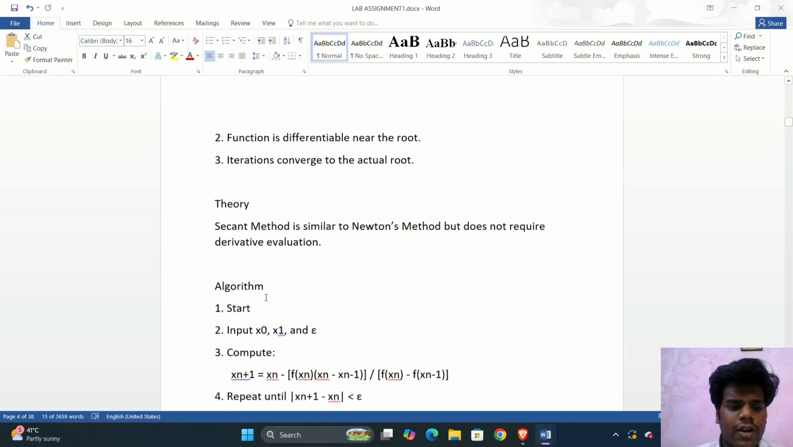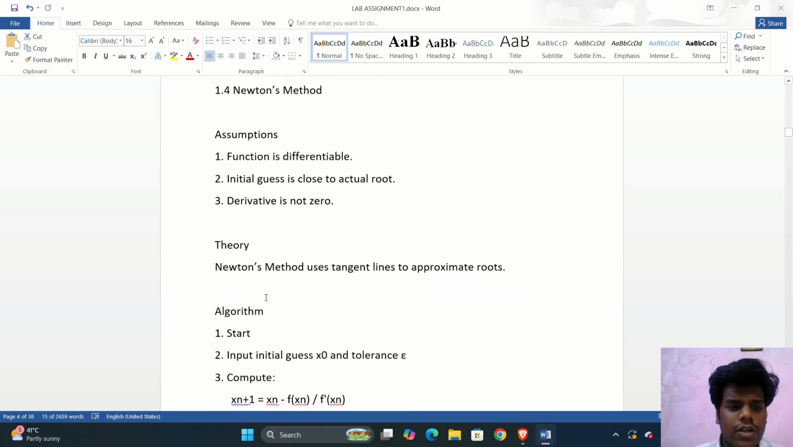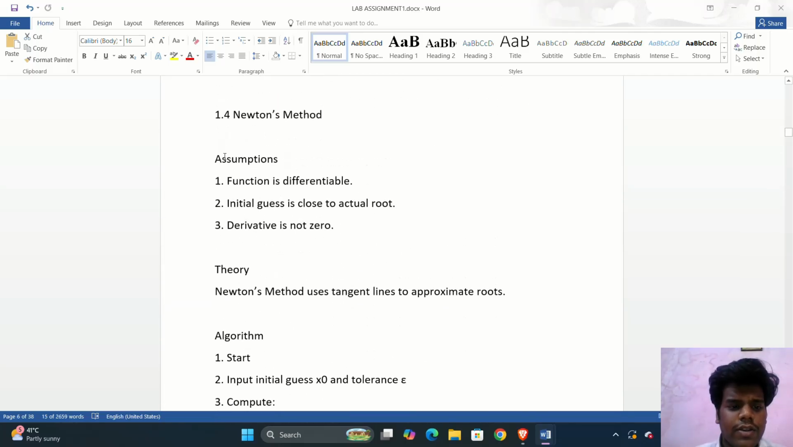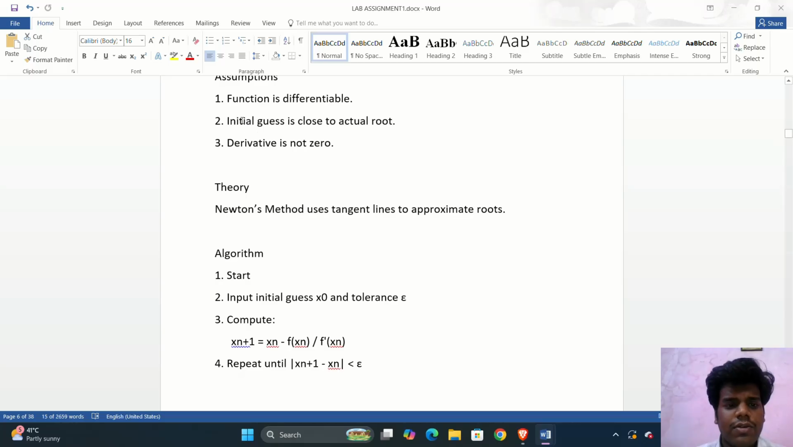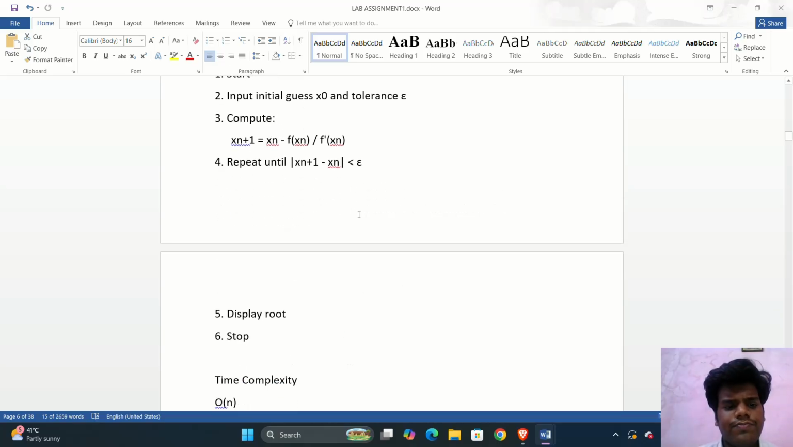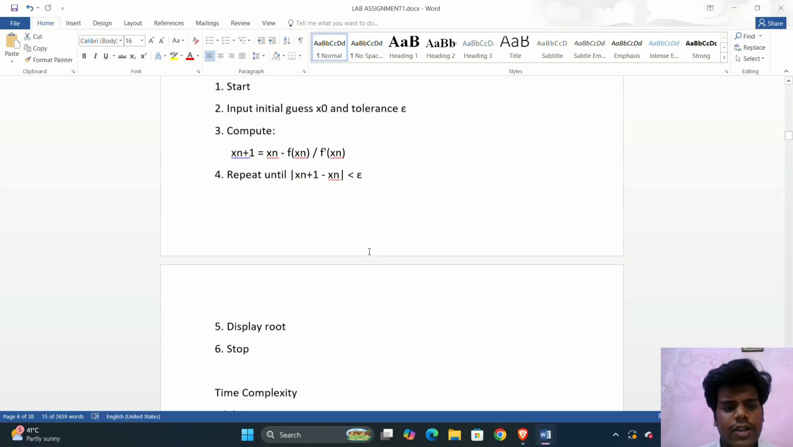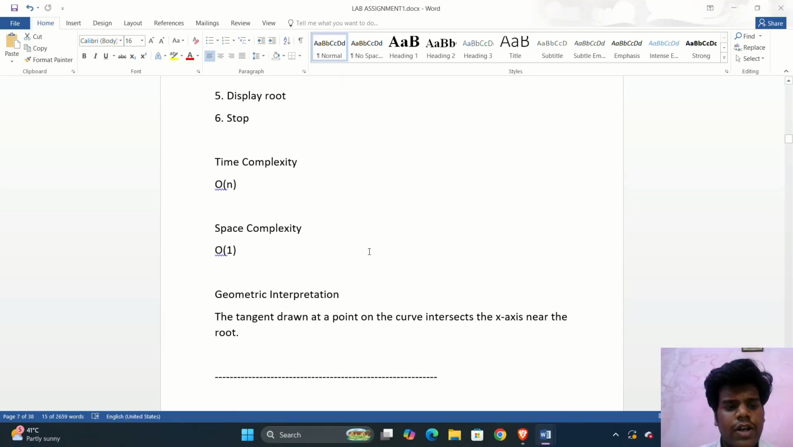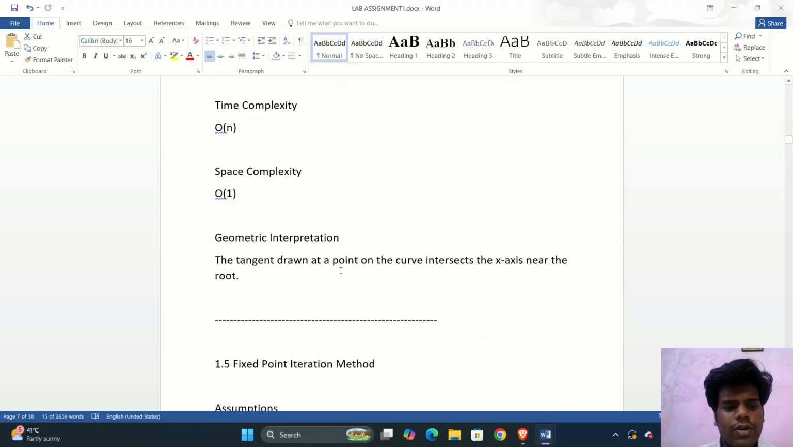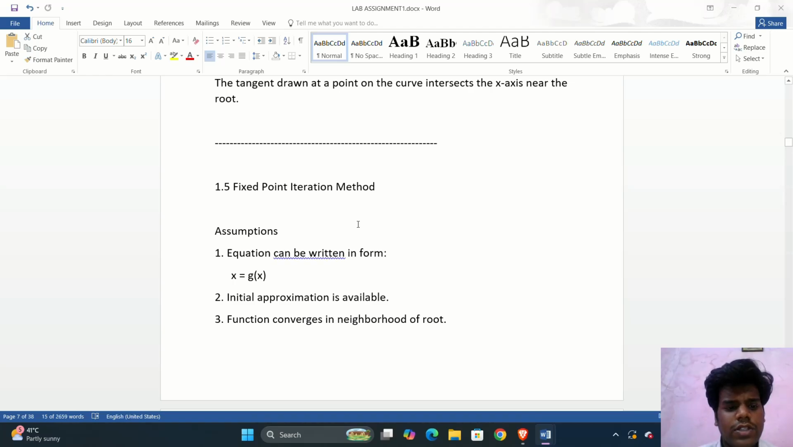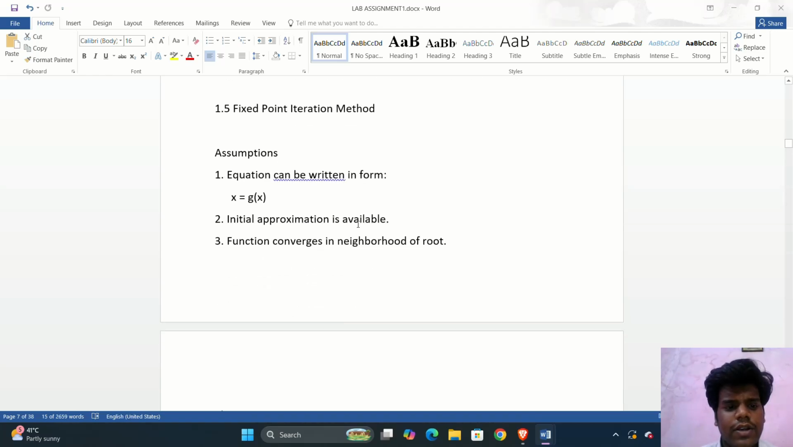Now the second method, and move to the 1.4 Newton method. The assumptions: the function is differentiable, the initial guess is close to the actual root, and the derivative is not zero. Now check the algorithm: input the initial guess x0 and tolerance, compute, and display the root. Time complexity O(log n), and space complexity.